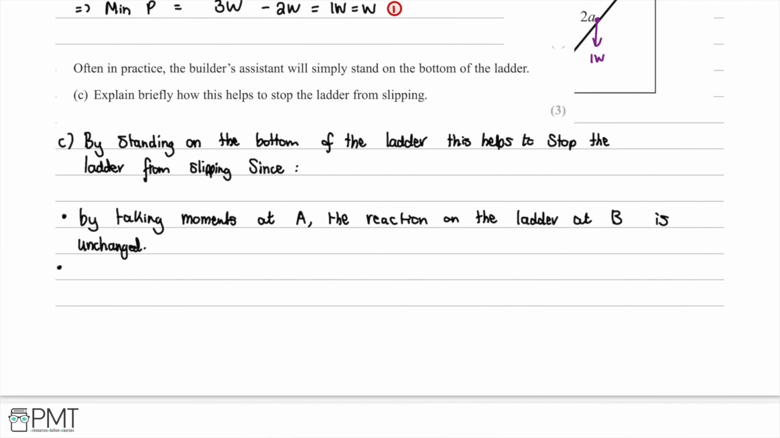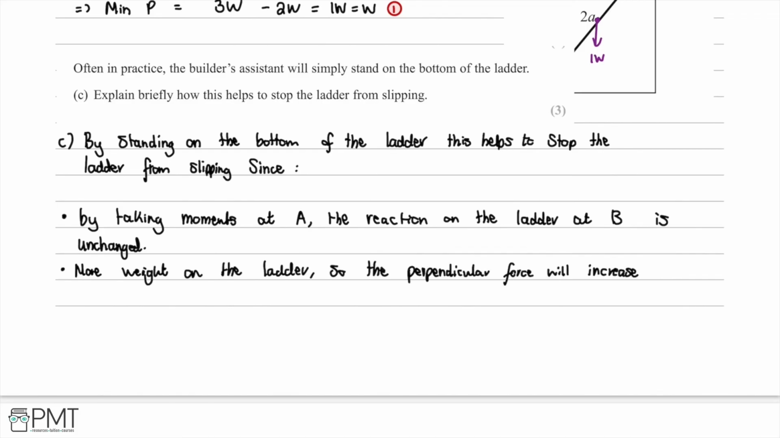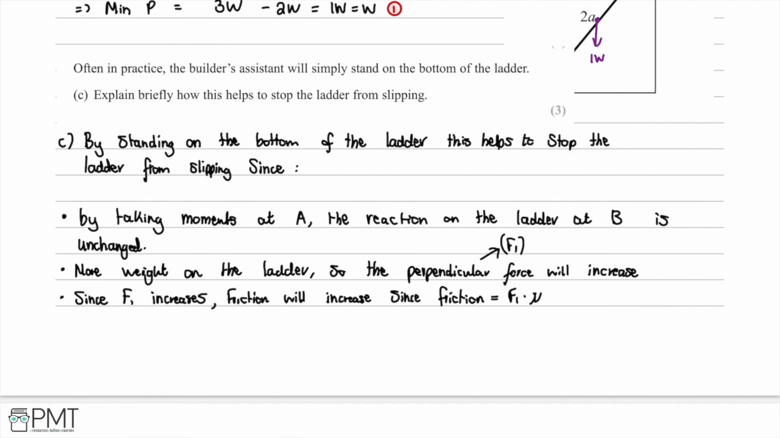So then secondly, we can say that there will be more weight on the ladder, which means that the perpendicular force will increase. So writing that down, we will have more weight on the ladder, so the perpendicular force will increase. And then in turn, we know that the friction relies on both the friction coefficient and this perpendicular force. So if we denote this perpendicular force as F1, since F1 increases, friction will increase, since the friction is equal to this perpendicular force F1 multiplied by the coefficient mu. In this question, there were 3 marks available, and we received 1 mark for each bullet point we state here. Our second mark here, and then we receive our third mark for this third bullet point there.